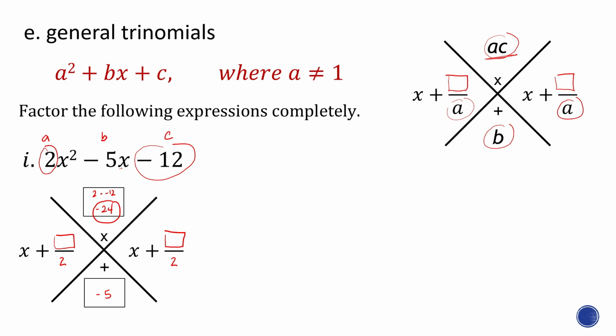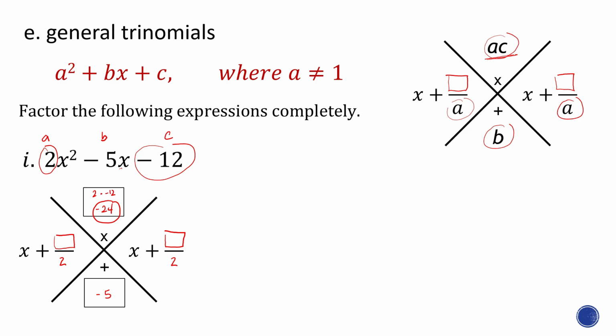First, negative 24. Since that is negative 24, we're looking for numbers that have different signs, meaning one is negative and one is positive. Next, look at the B. Look at the sign of the B. The sign of the B is negative, which means that the higher number of those two pairs that we're looking for should be negative.